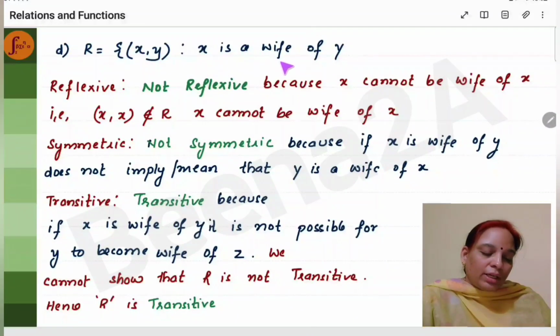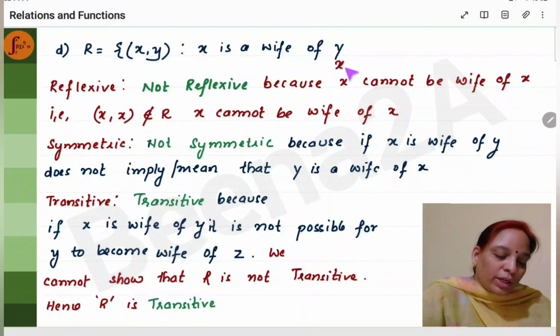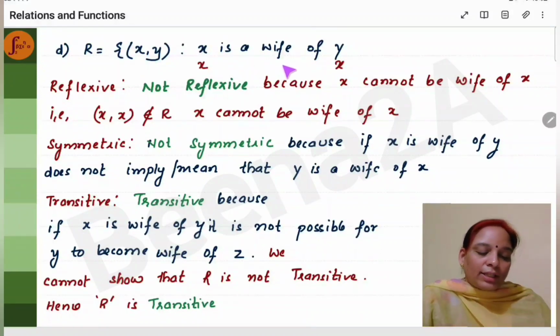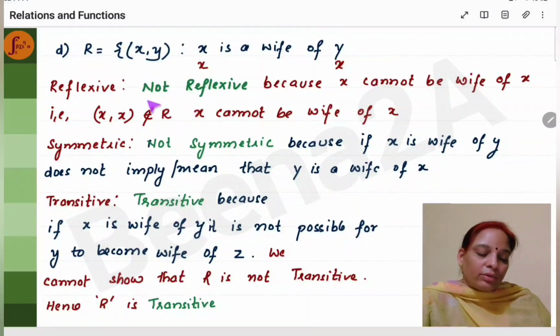Now let's take this example. Your relation is x is a wife of y. Very simple, right? If x is a wife of y, y becomes the husband of x. Now let's take the reflexive case. Here instead of y, I should put x. Can x be a wife of x? No, x cannot be a wife of x. So it's not reflexive. Therefore, (x, x) does not belong to R, because x cannot be wife of x. So R is not reflexive.